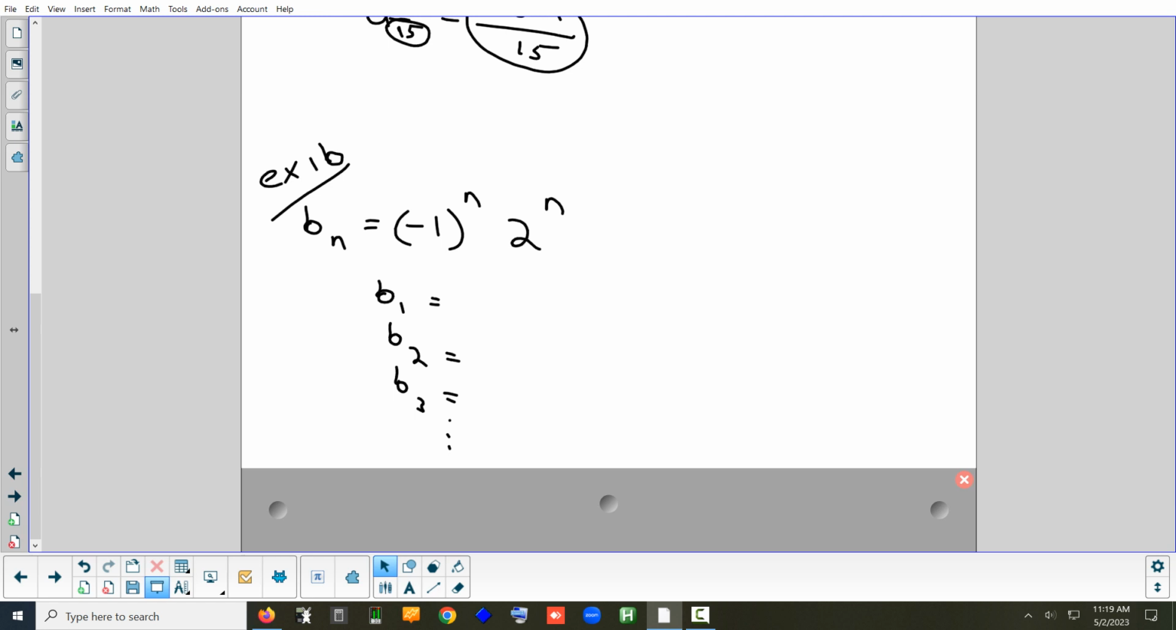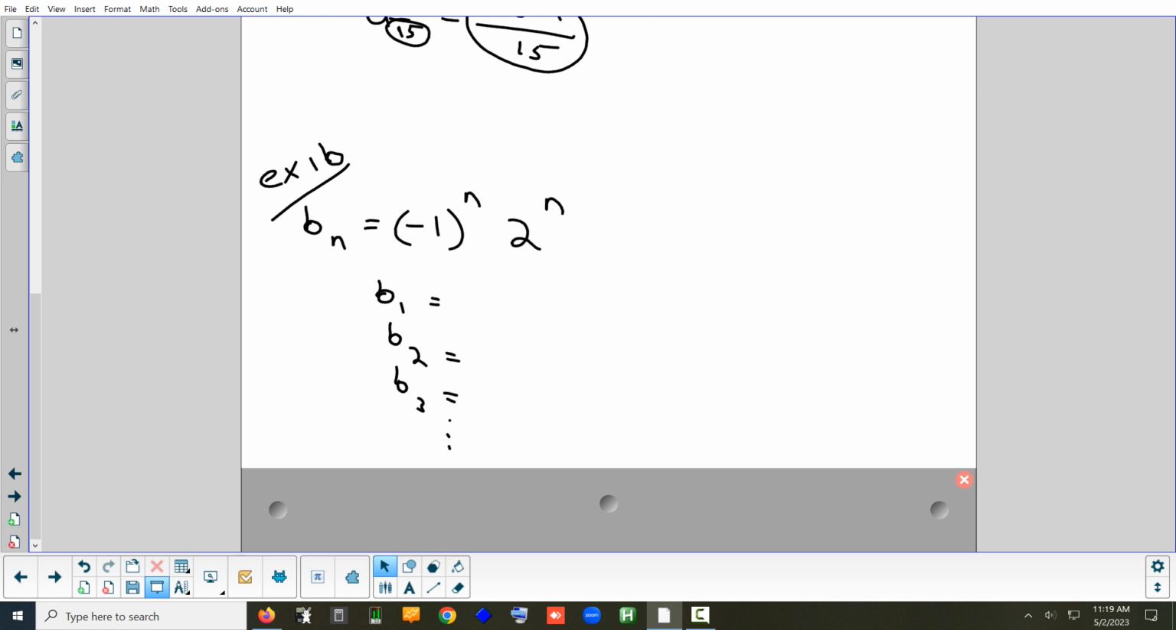Yeah, this is what we call an alternating sequence. An alternating sequence alternates positive, negative every other term. So that's all that -1 to the n is doing. That's just alternating. And then the 2 to the n is doubling. So it's going to double each time and become the opposite. That's what's going to happen.